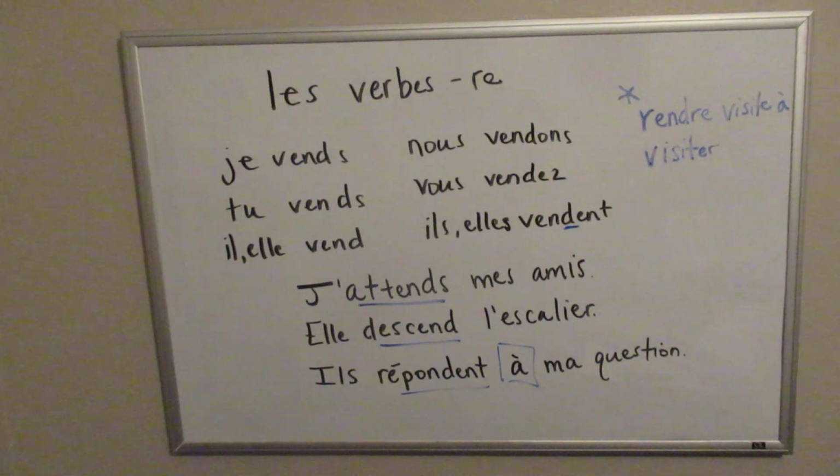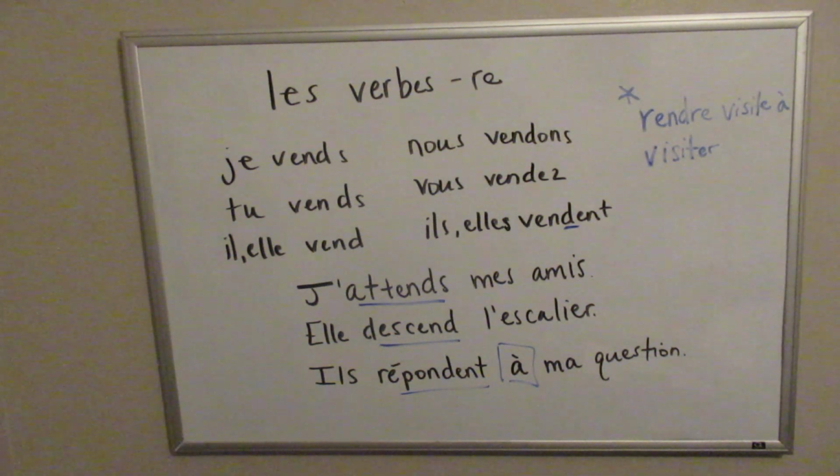Nous, we're going to take off the RE and add ONS. The vous, we're going to take off the RE and add EZ. And for il and elle pluriel, we are going to take off the RE and add ENT. So it's going to sound like this. Je vends, tu vends, il ou elle vend, nous vendons, vous vendez, ils, elles vendent.